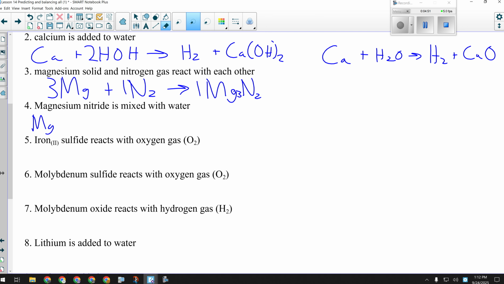Okay, so I got magnesium nitride. That's a +2, that's a -3, so as we said, we can just transfer that compound from there to there. It's mixed with water. Now this is ionic. How should I write water? HOH.